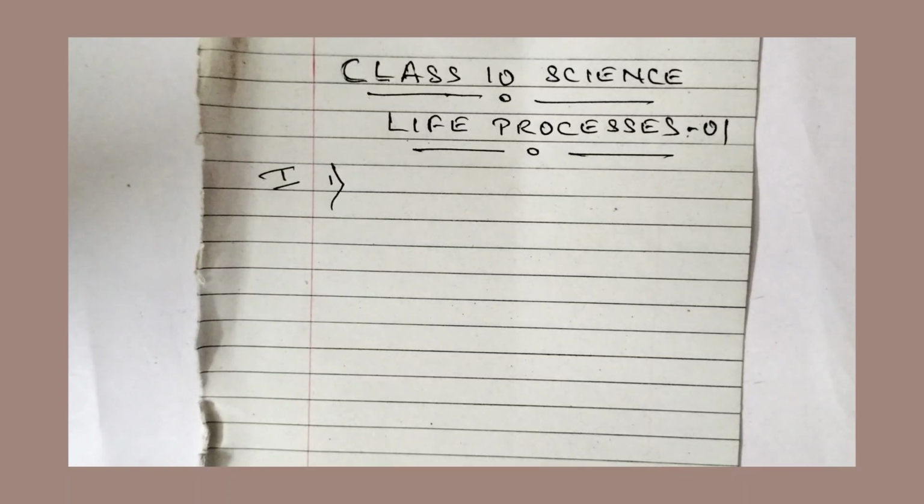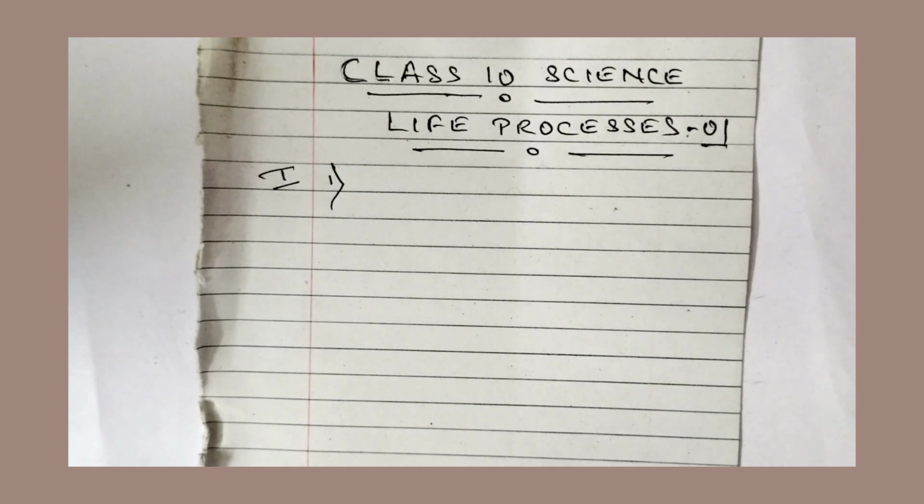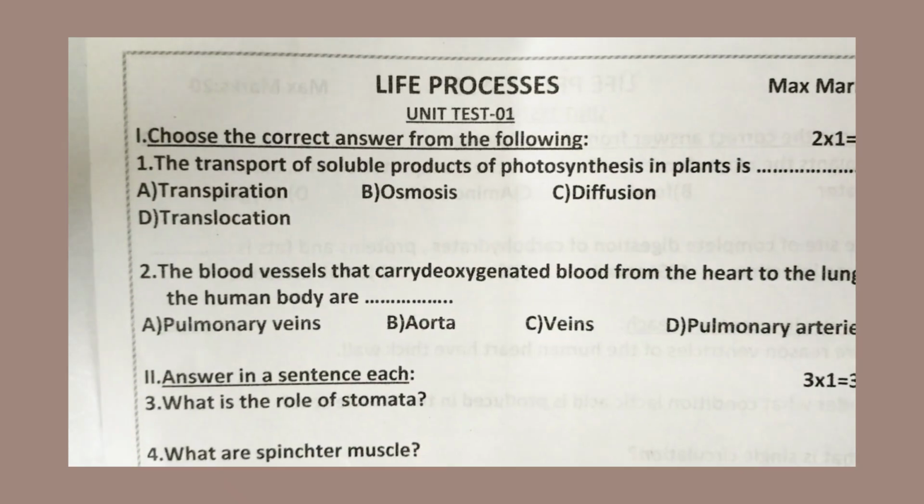In this video we are going to continue class 10 science. This is life processes unit test paper number 1. In the previous video we have answered all the questions for 6 unit test papers of the topic called electricity. Now let us move to life processes. This is unit test paper number 1.